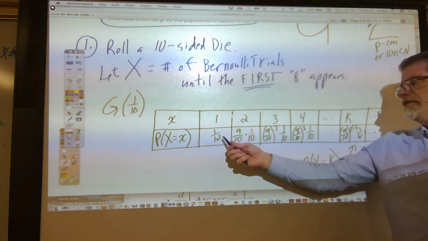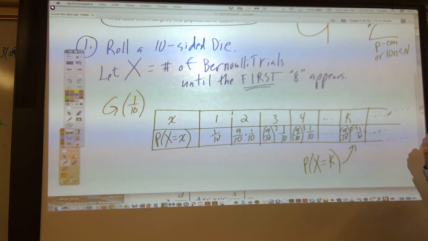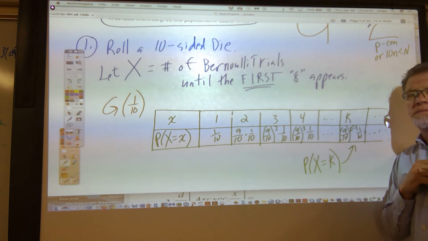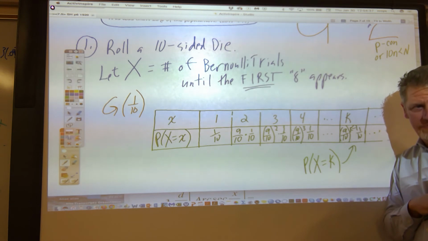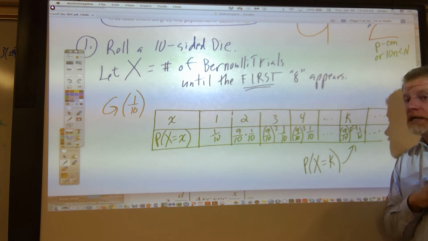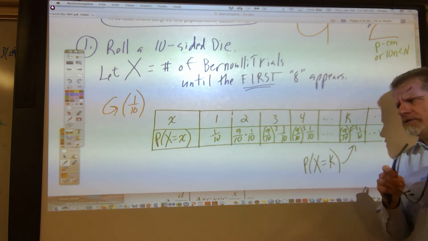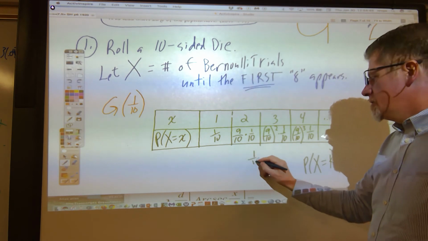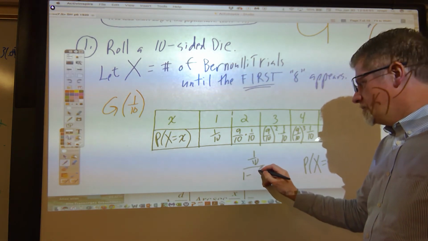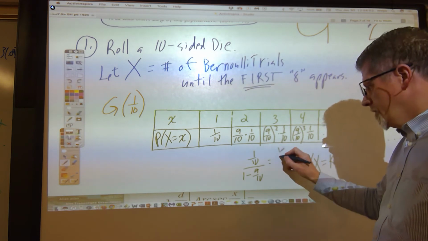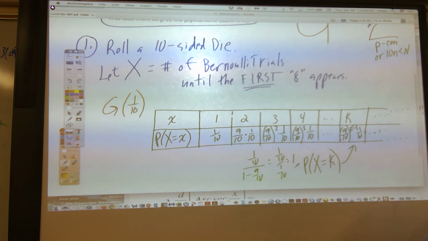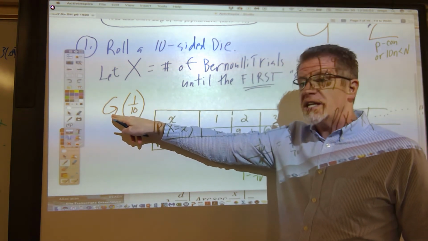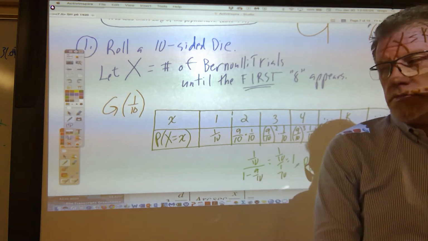And guess what the sum of all of these cells is? If you were to add them all, an infinite number. It's an infinite series. What is the sum of all those probabilities? It's one. Just one. It is a geometric series. The first term is 1 tenth over 1 minus 9 tenths. 1 tenth over 1 tenth is 1. So it is an infinite geometric series.